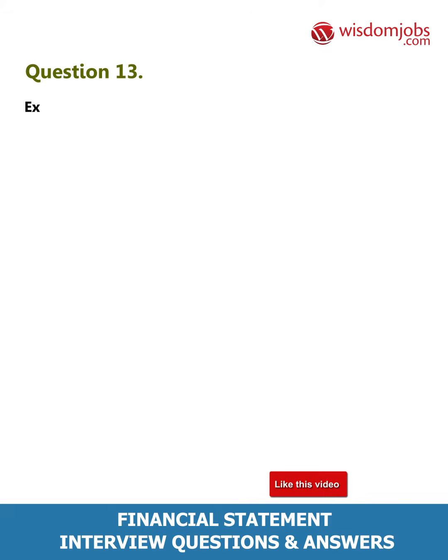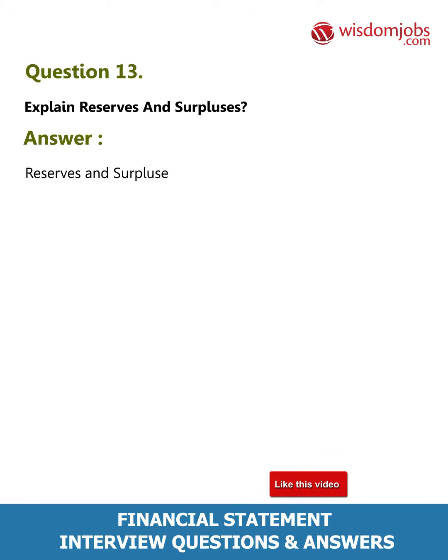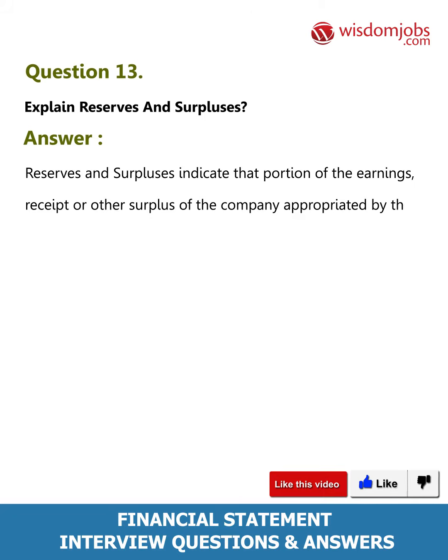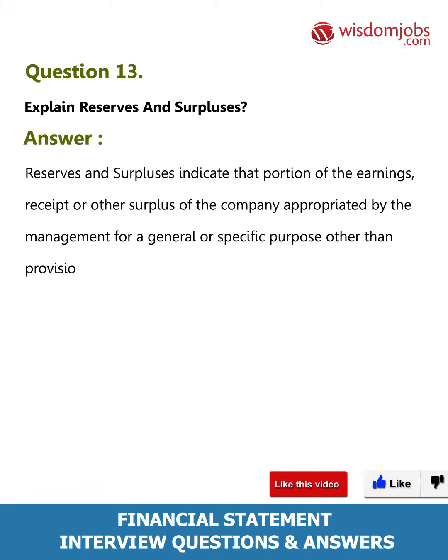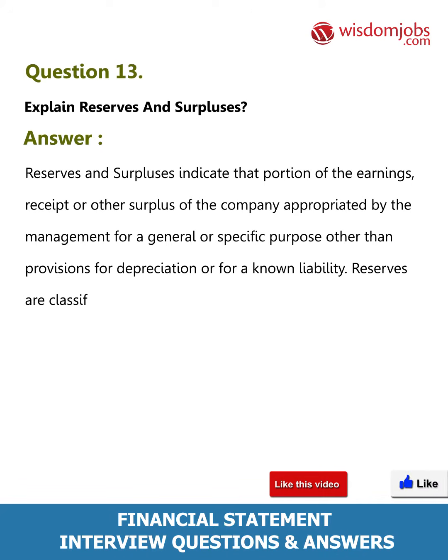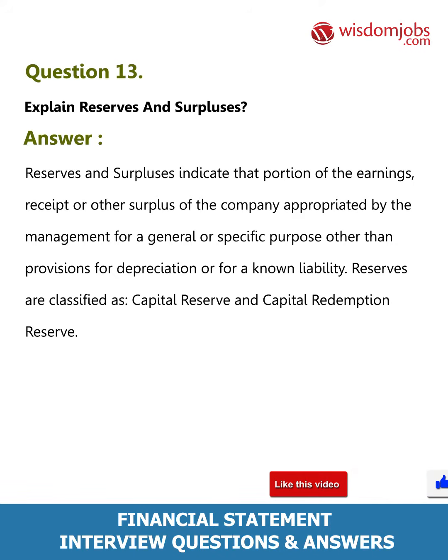Question 13. Explain reserves and surpluses. Answer. Reserves and surpluses indicate that portion of the earnings, receipt or other surplus of the company appropriated by the management for a general or specific purpose other than provisions for depreciation or for a known liability. Reserves are classified as capital reserve and capital redemption reserve.